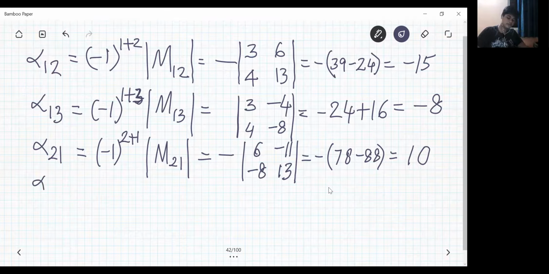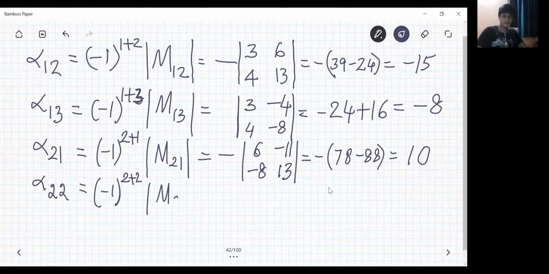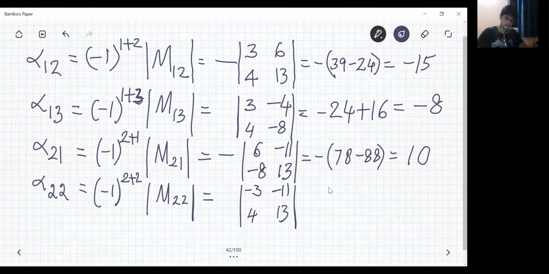Now we should find alpha 2, 2. So minus 1 to the power of 2 plus 2, M22. It gives a plus sign, so we don't have to write the plus sign. So M22 means leave the second row and second column. So we will get minus 3, minus 11, 4, 13. So it is minus 39 plus 44. That becomes 5.